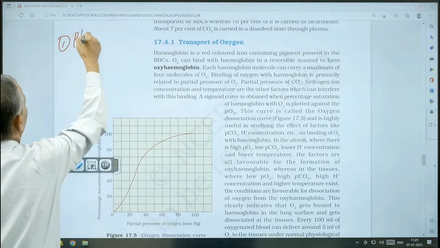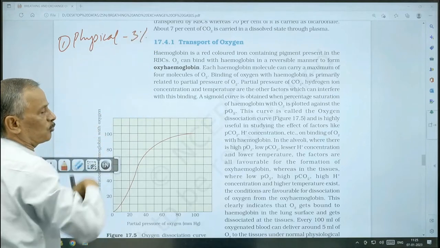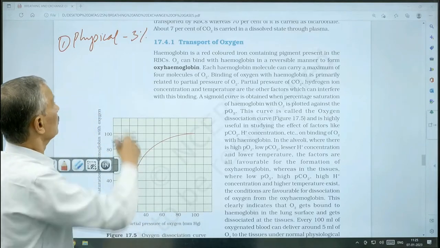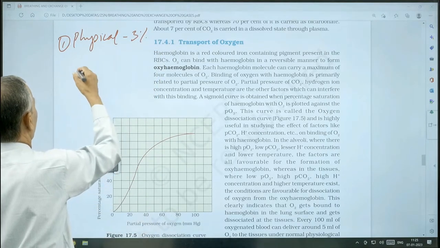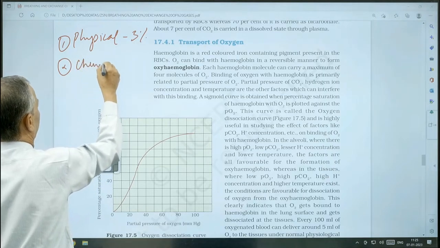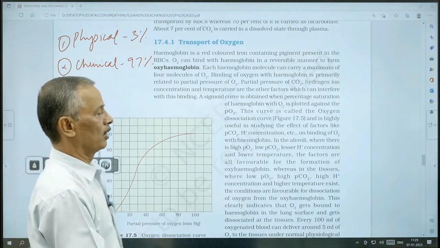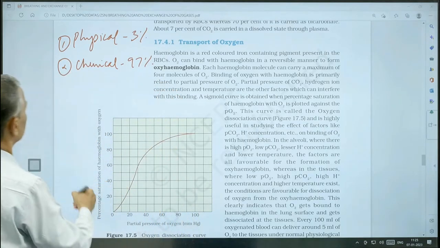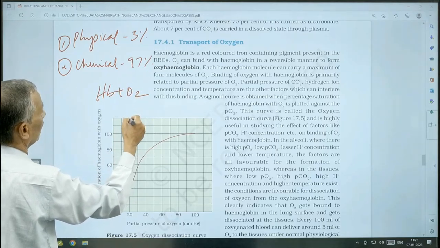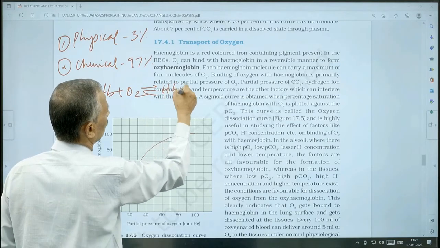One, in a physical form, that is, oxygen will be soluble in the water of plasma. So, in a dissolved form, 3% is transported, whereas the vast majority of the oxygen is transported in a chemical form. 97% is transported in a chemical form, with the help of hemoglobin. Hemoglobin will be combined with oxygen in a reversible form to form oxyhemoglobin.